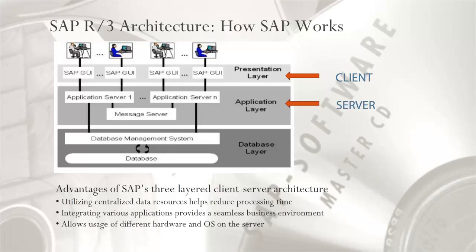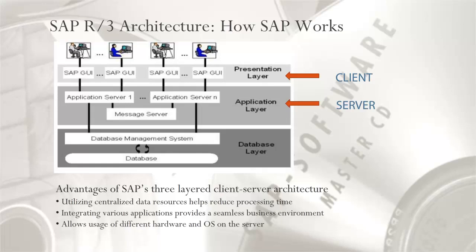Now, SAP's applications, also referred to as modules or components, and consequently user transactions, are processed on an application server, and this is known as the application layer. The 3rd layer of the 3-tier system is the database layer, and this is responsible for storing all the data that an SAP system uses.